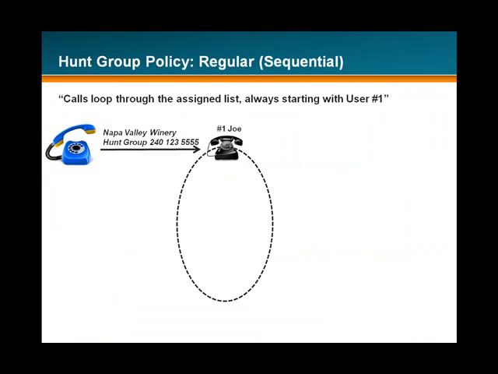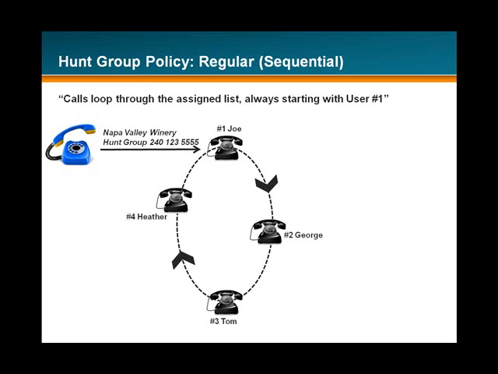Incoming calls always start with user number 1, who in this case is Joe. On busy or no answer, the calls continue to loop through the assigned list. The owner, Steve, has chosen to limit incoming calls to only 2 rings per phone before the calls move on to the next phone. Should all the employees be engaged when a call comes in, a backup or overflow number, in this case Steve himself, can be defined. 1 or more overflow numbers can be assigned as necessary.